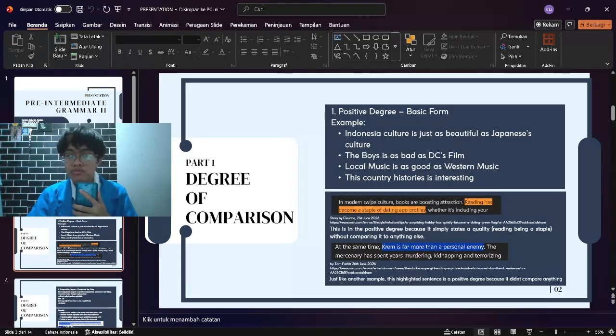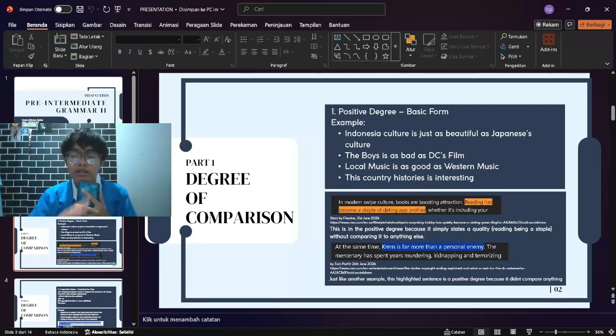Positive degree basic form examples: Indonesian culture is just as beautiful as Japanese culture. The voice is as bad as DC films. Local music is as good as Western music. This country's history is interesting.